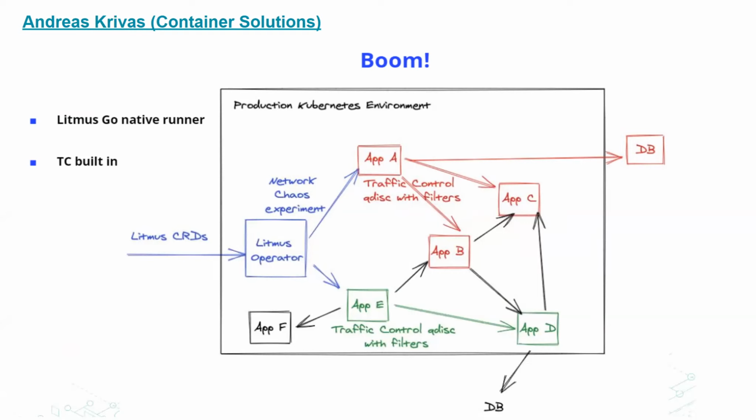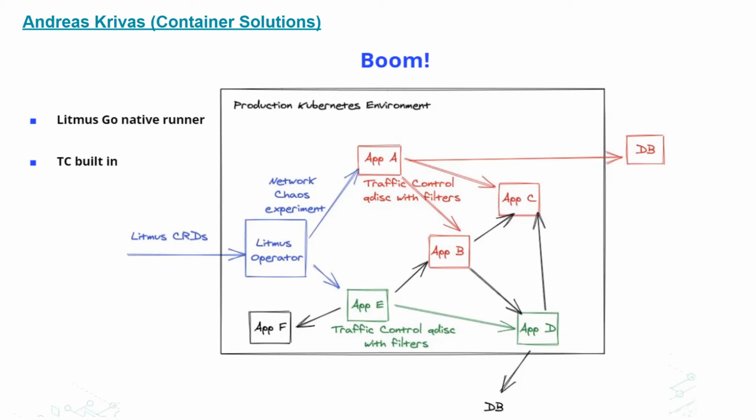Starting with the use case at Container Solutions, Andreas, who's been working with us, and he's also working with Christian for a long time on the stress chaos and the network chaos experiments on OpenShift, described a very interesting use case around how to inject network chaos between different disparate applications.